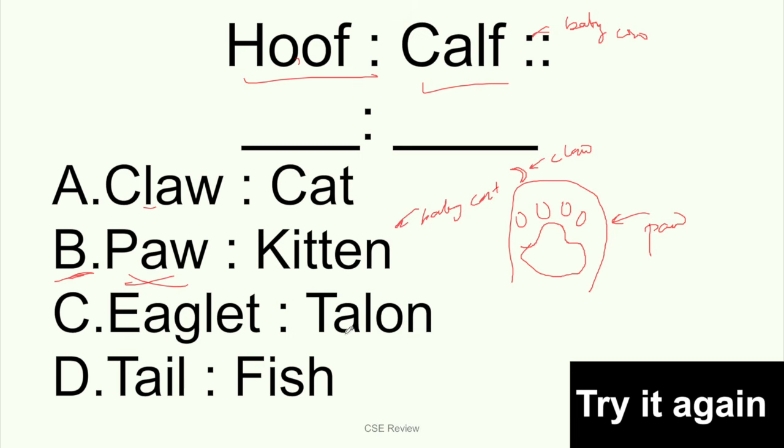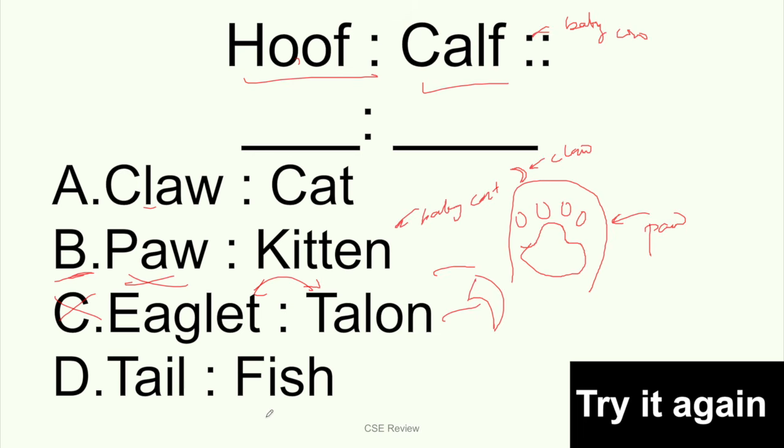Eaglet is to talon. Now, ang eaglet, baby eagle. Ang talon, nasa paa niya rin naman yan. Kaya lang problema, mali siya sa position. Mali rin siya sa precision, kasi ang talon is just one of the, sabihin na natin, parang daliri ng isang eagle, right? So, hindi na siya pwedeng sagot. Definitely better yung paw is to kitten.